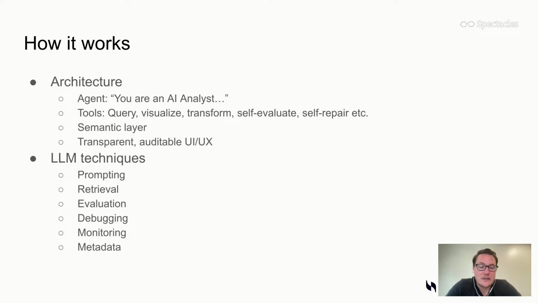And because we're using the semantic layer and querying via the semantic layer and serving up the actual fields that are in the data, we make it so that the user can trust the answers in a way that they can't really trust ChatGPT, which is known for hallucinating and etc. So it's also really important on top of that to have a transparent and auditable UI UX.